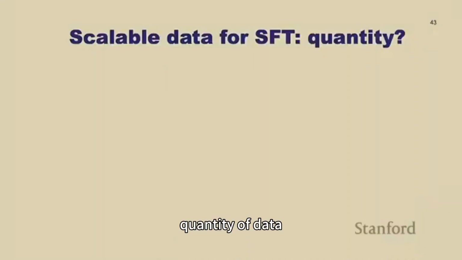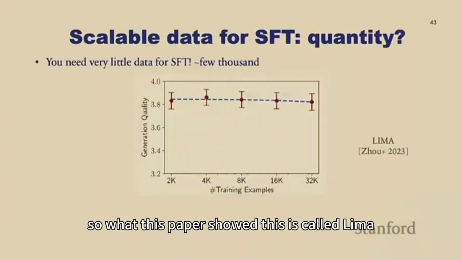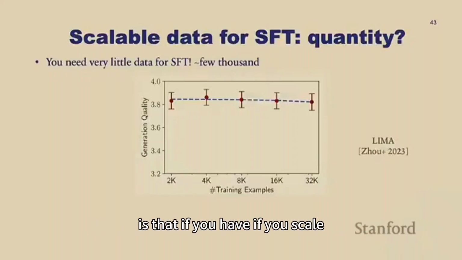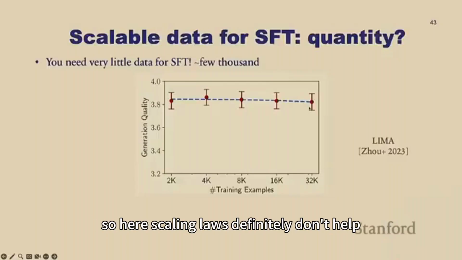Quantity of data. So we talked about what type of data and how we collect it. One thing which is surprising with SFT is that you don't need that much data. So what this paper showed, this is called LLaMA, is that if you scale the amount of data that you use for supervised fine-tuning from 2,000 to 32,000, it really doesn't help much. So here, scaling laws definitely don't help.